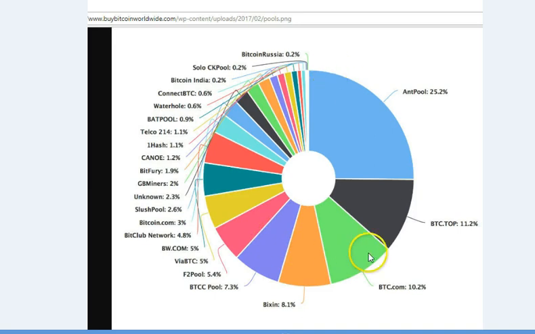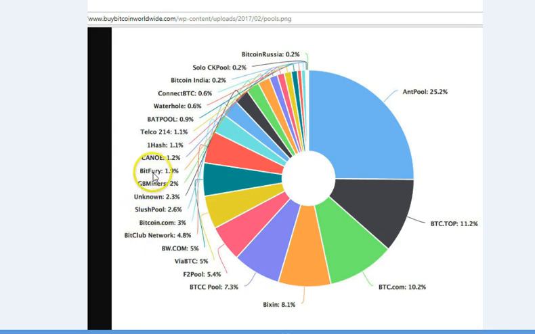If you look at this pie chart here, the biggest dominant pool is Ant Pool, and they control more than 25% at the time of this data. Then they've got BTC.com, BTC Top, Bixin 8.1%, and so on and so forth. BitClub Network, F2Pool, and then Bitcoin.com here. I think that's Roger Ver there. He is considered the Jesus of cryptocurrency.